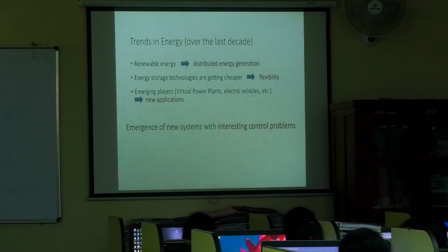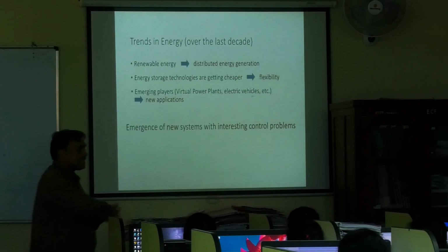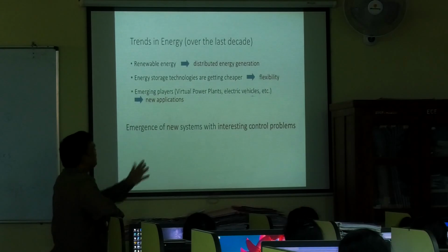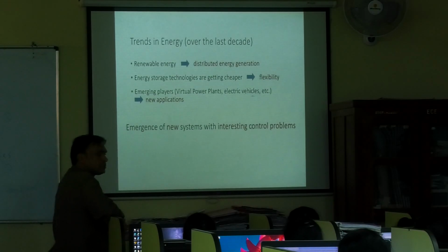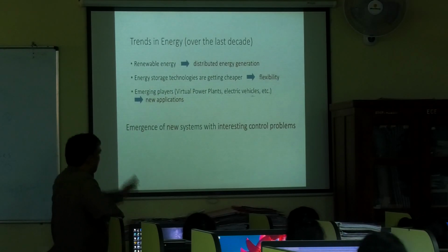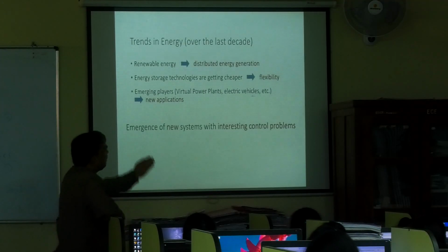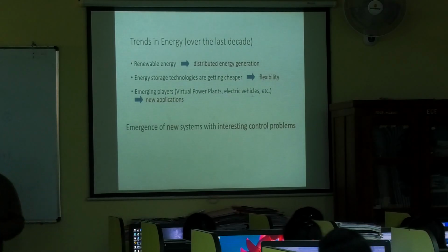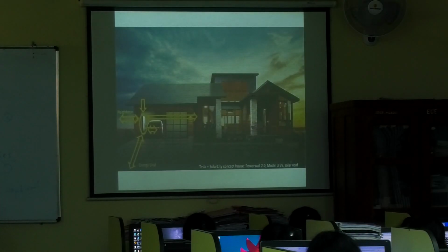So various trends are there: renewable energy, distributed energy generation, energy storage technologies. So flexibility and emerging players like virtual power plants and electric vehicles. These are the new trends we are using nowadays. So the emergence of new systems with interesting control problems. These are the trends over the last decades.